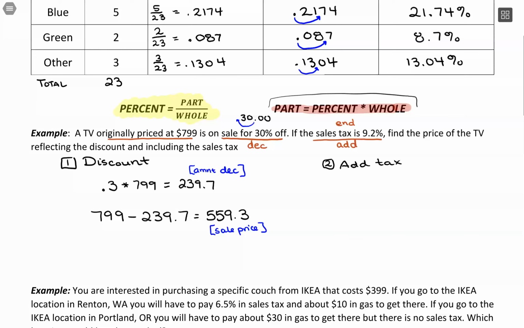So when they take sales tax, it's going to be on the sale price. They're nice enough to not tax you on the original amount. So what we're going to do is we need to add on this 9.2% of 559.3.